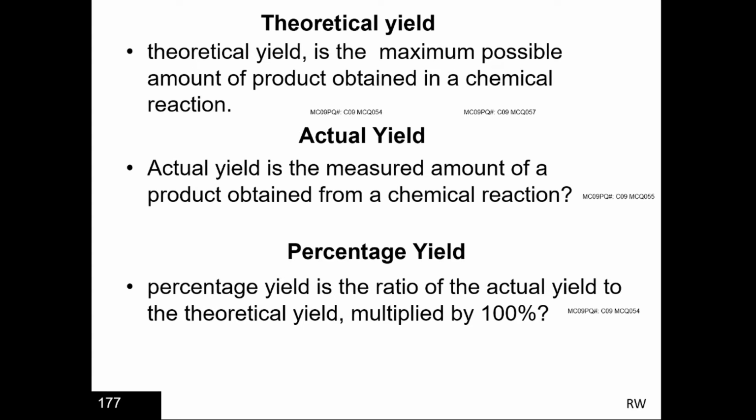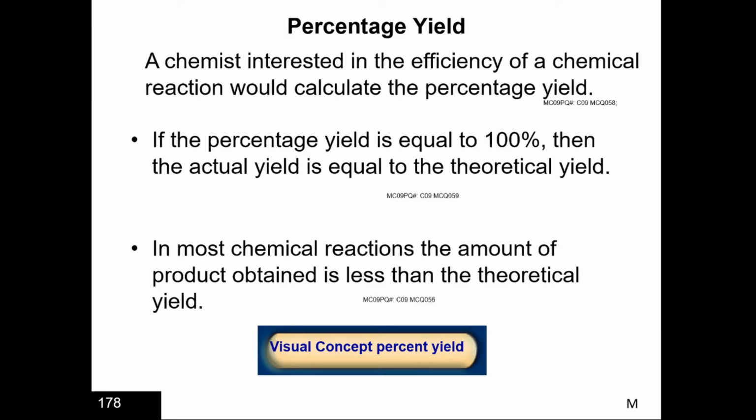The actual yield is what actually happens. And the percentage yield is the ratio between those two things, expressed as a percentage. All right, so the percentage yield, why do we use this percentage? Well, we use this because it indicates the efficiency of a chemical reaction.